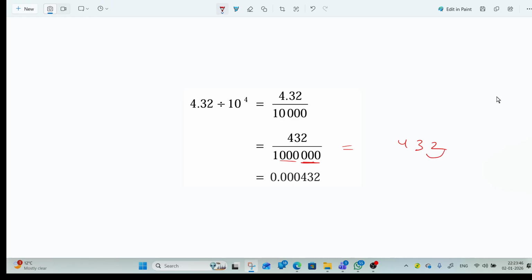You write the numerator as it is, but there are six zeros. So because you are dividing, you go towards the left. You need to put the decimal after six digits. 1, 2, 3, 4, 5, 6. You need to put three zeros because there are three digits missing. Here you put the decimal. The number is starting with a decimal, so you put a 0 there. So the answer is 0.000432, which is a very small number, right?